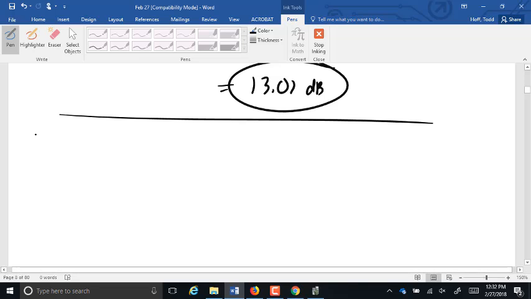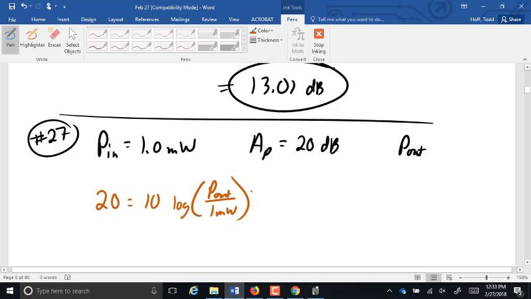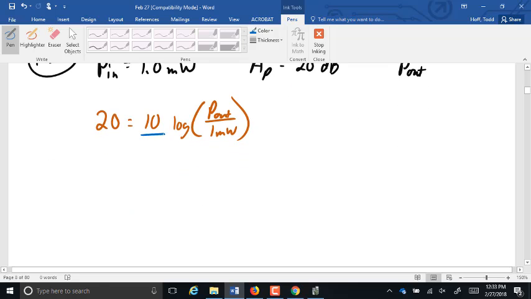So at number 27, we're given that the input power is 1 milliwatt. We're given that the power gain is 20 dB. We're asked to find the output power. So we've got 20 is equal to 10 log P out over 1 milliwatt. So we're solving this equation here. We solve it by first dividing by 10 to get rid of that. We have to isolate the log just like we would anything else.